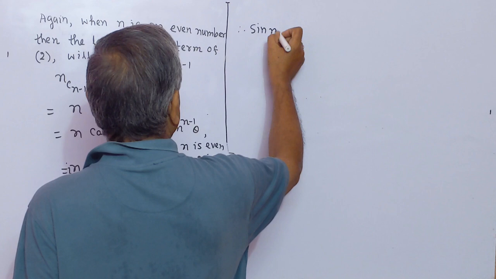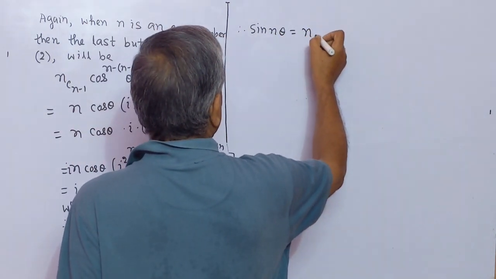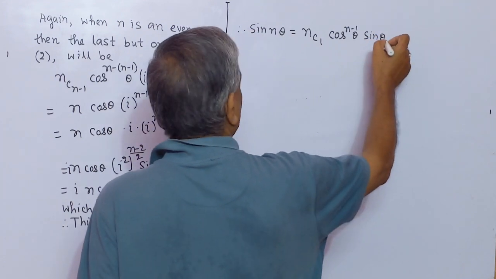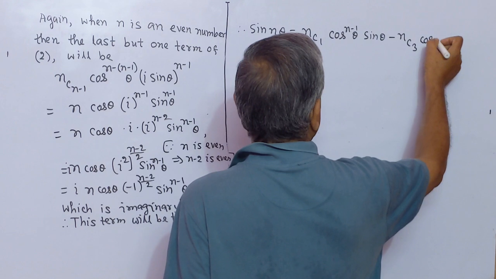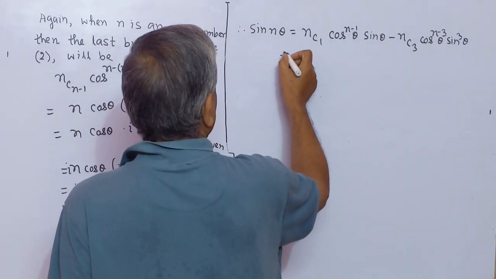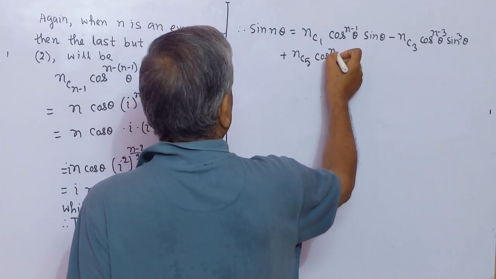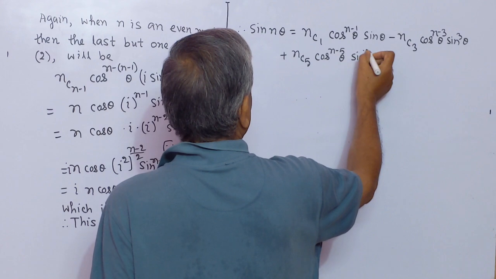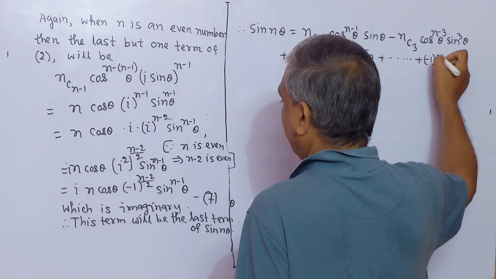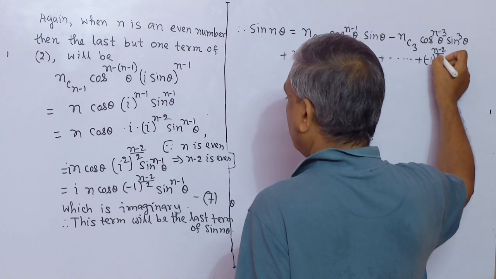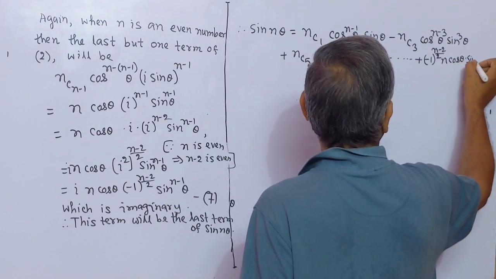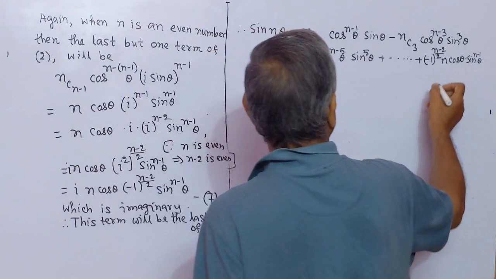Therefore, sin n theta equal to nC1 cos to the power n minus 1 theta sin theta minus nC3 cos to the power n minus 3 theta sin cube theta plus nC5 cos to the power n minus 5 theta sin to the power 5 theta plus dot dot dot, and last term is minus 1 to the power n minus 2 by 2 n cos theta multiply sin to the power n minus 1 theta, and this is number 8.